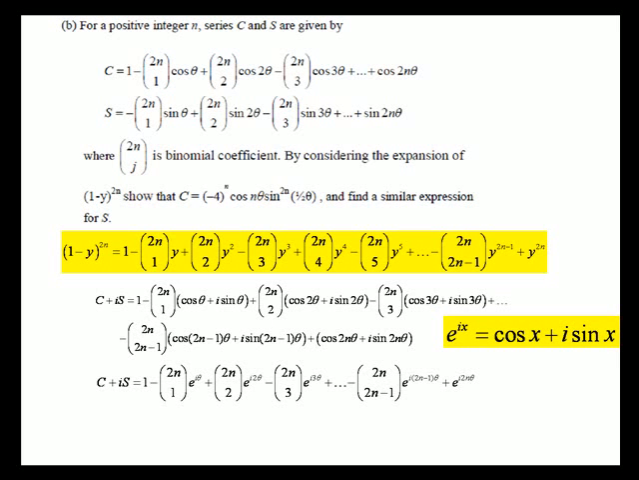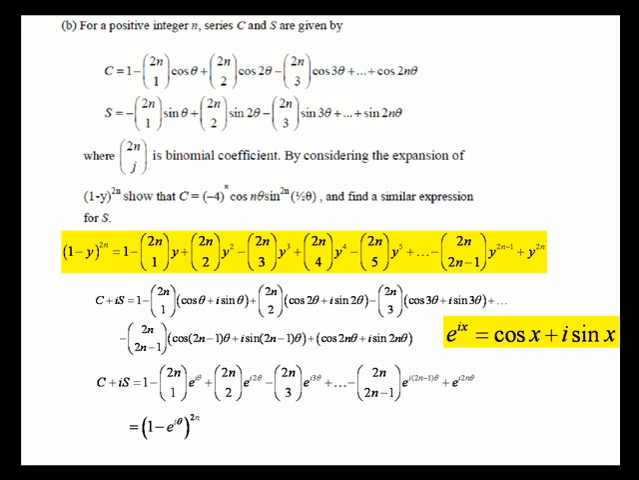And now we should be able to see, comparing our expression for c plus is and the expansion we have for 1 minus y to the 2n, that if we let y equal e to the i theta, then the two expressions will be the same. So that implies that c plus is is simply equal to 1 minus e to the i theta all to the power of 2n. Hence, we've managed to create a great simplification of the original expression.